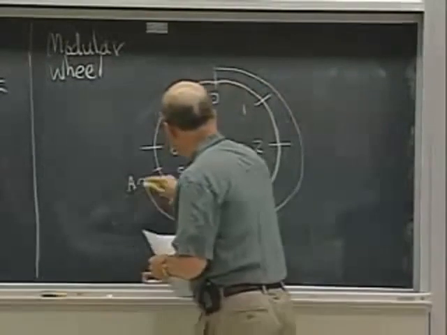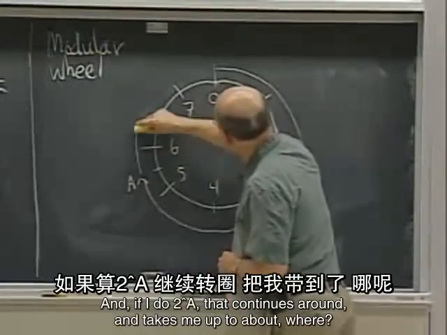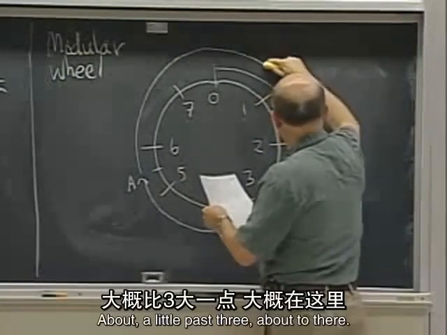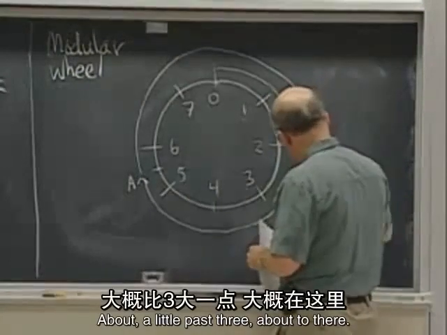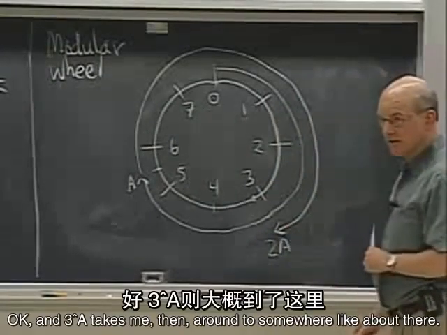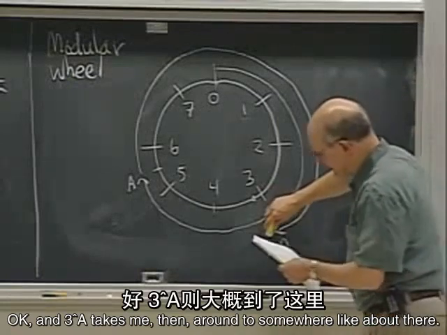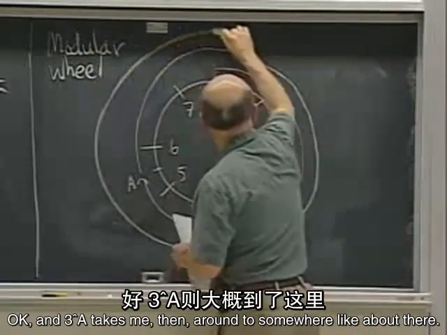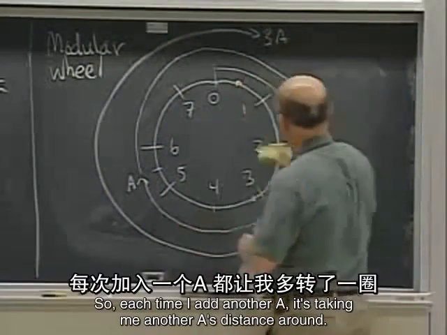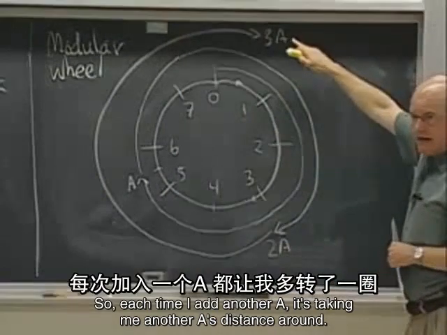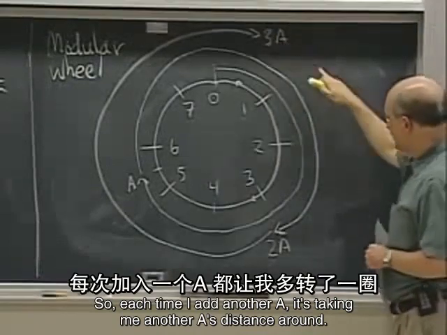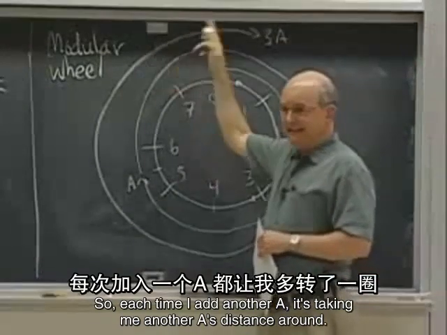That's A. And if I do 2A, it continues around and takes me up to about where? About a little past 3. About to there. So that's 2A. And 3A takes me around to somewhere about there. So each time I add another A, it's taking me another A's distance around.